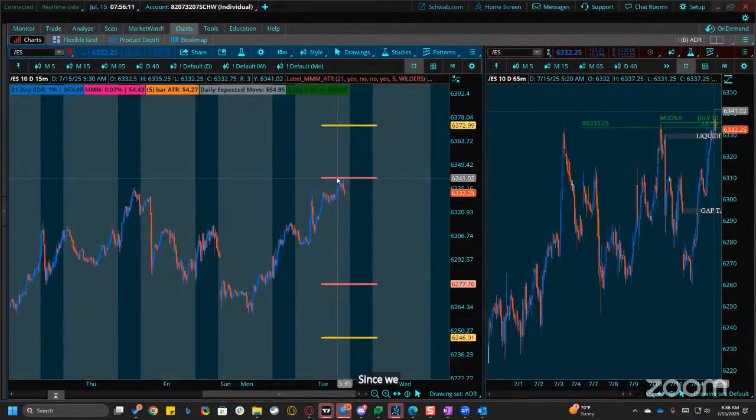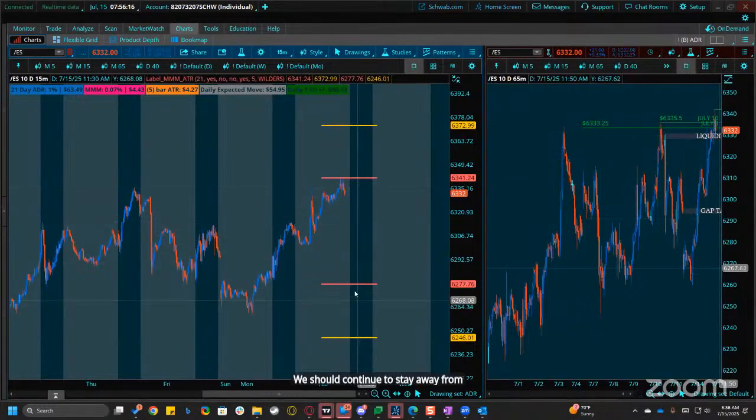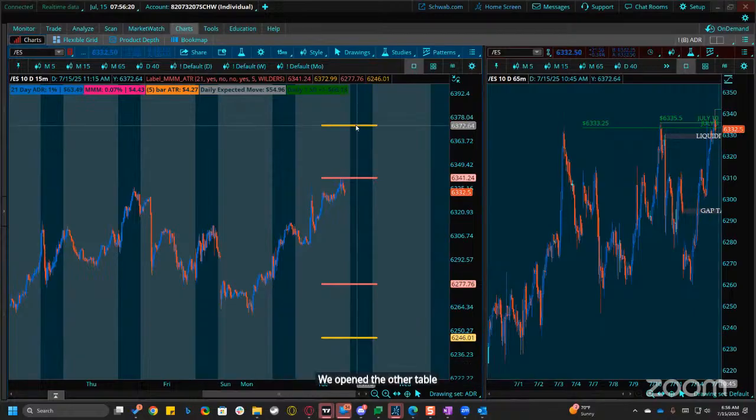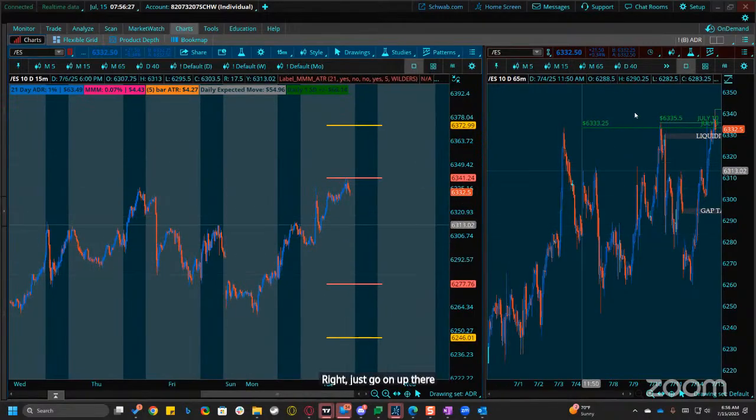Since we've already reached the ADR half and started to drive away from it, we should continue to stay away from it and move in the other direction. If we re-challenge it and get above it, we open the other table. 63.72 is the target above that. Right? We just go on up there and get it.